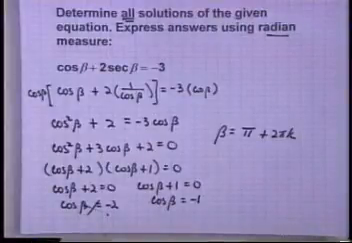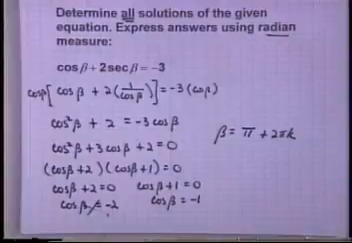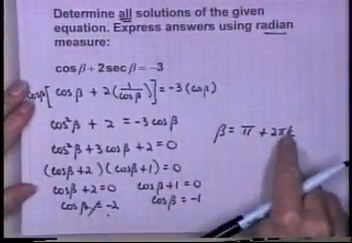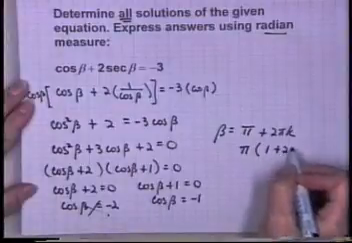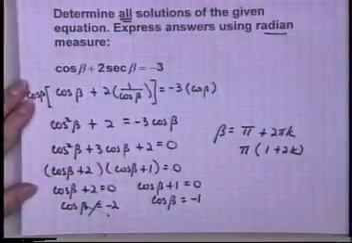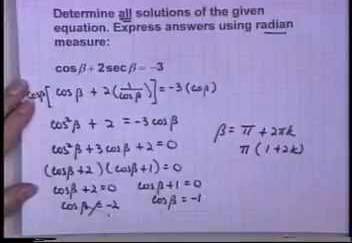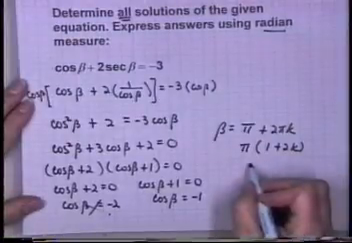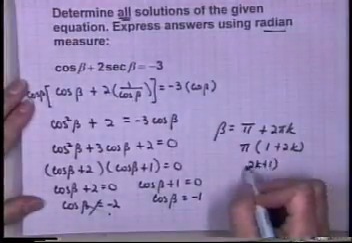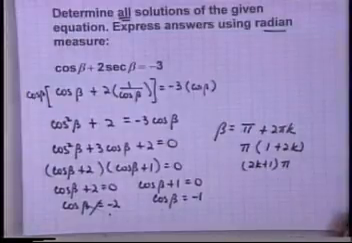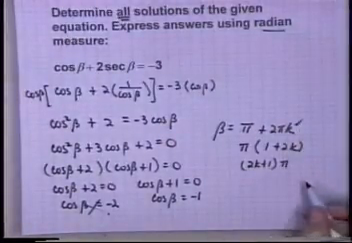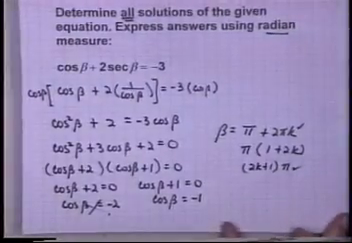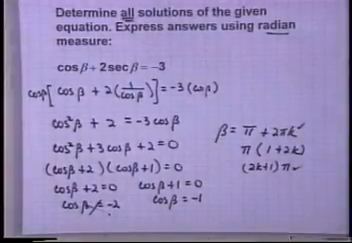Now, you might see this answer written slightly different. Notice pi plus 2 pi k, if I factor out the pi, I have pi times 1 plus 2k. A lot of times you will see this written as 2k plus 1 times pi. It's the same difference. This is okay. You don't have to do that factoring, but I thought I'd warn you because a lot of times you'll see the answer written like this.